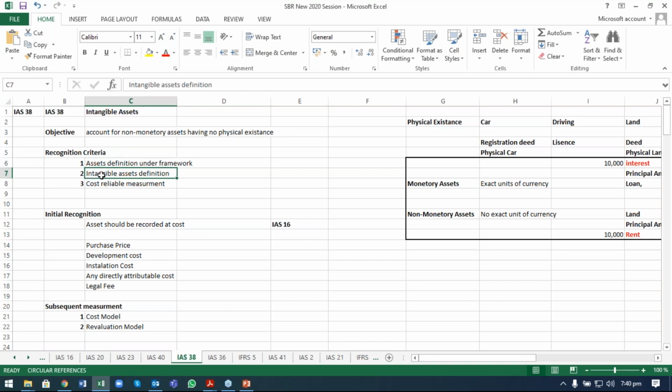Second, what is the definition of an intangible asset? Intangible assets are those assets that don't have physical existence, and those assets are non-monetary in nature.